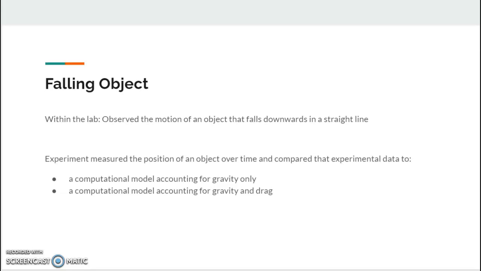This lab had us observing the motion of an object that fell downwards in a straight line, in this case a dry erase marker. The experiment measured the position of this object over time and compared that experimental data to a computational model accounting for gravity only, as well as a computational model accounting for gravity and drag.